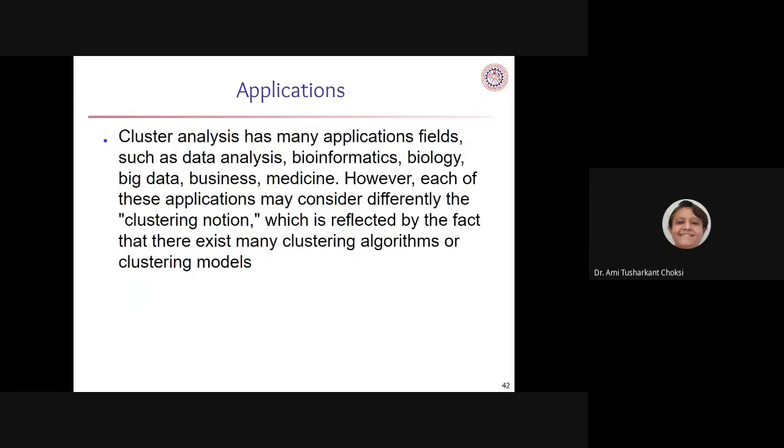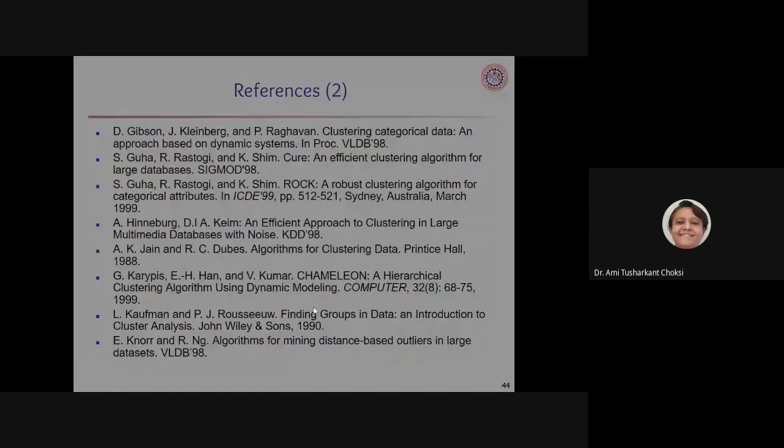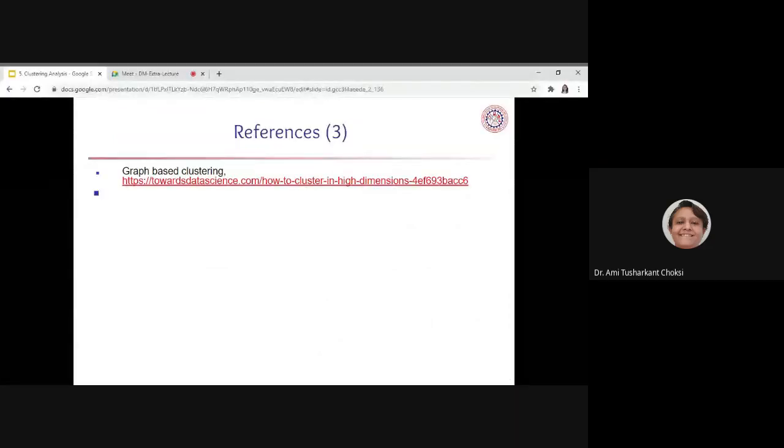Applications. Cluster analysis has many application fields such as data analysis, bioinformatics, biology, big data, business, medicine. However, each of these applications may consider the clustering notion differently, which is reflected by the fact that there exist many clustering algorithms or clustering models, right? And that is all about this module, that is clustering analysis, right?